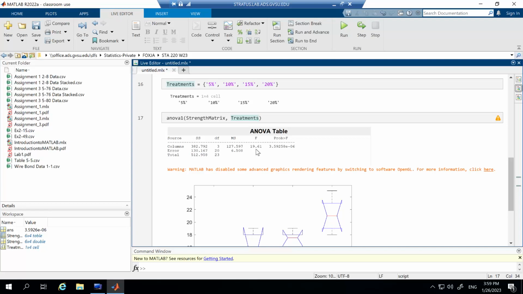And then we'd have to use a probability density function in order to figure out what the probability is that's associated with this value. This probability happens to be 3.59 times 10 to the negative 6. So this is a very small probability. We'd move the decimal place over 6 places from where it is to actually see what that value is. And when we look at the probability, since it's really small, that means there's a significant difference between the different treatments that we have in terms of the population means of those things. So there is some sort of difference between those things.